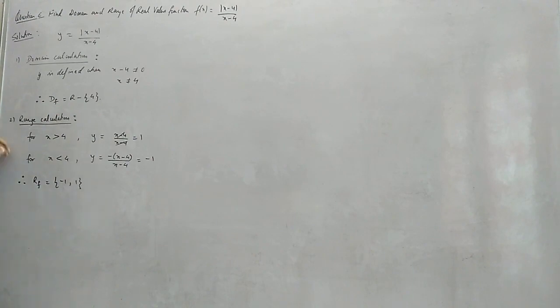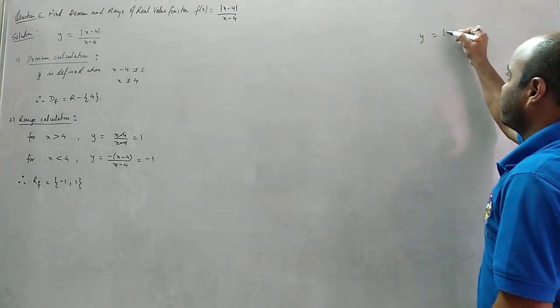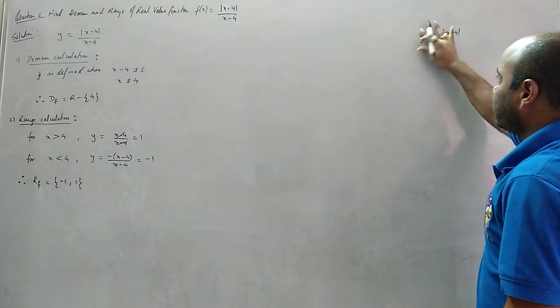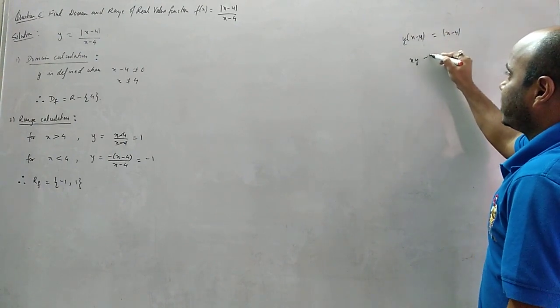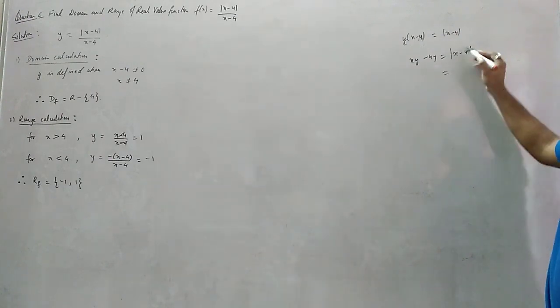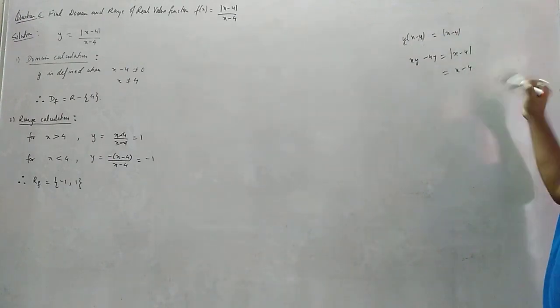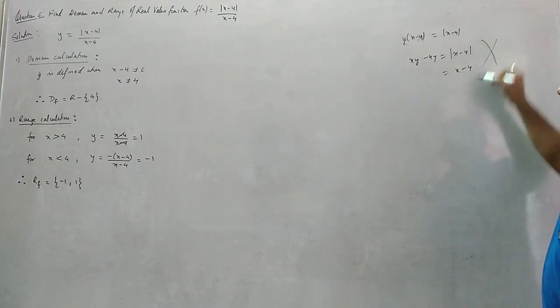Now, range calculation. When we do range calculation, what do you need to do? You have to convert x in terms of y. That means you have to multiply and all those things, right? So when you start multiplying like this, y equals mod of x minus 4. Y into x minus 4. So when you multiply, yx plus 4y, what do we do with this? The mod does not go away. We cannot remove the mod like this. Mod of x minus 4 is not x minus 4. So now we are stuck here.